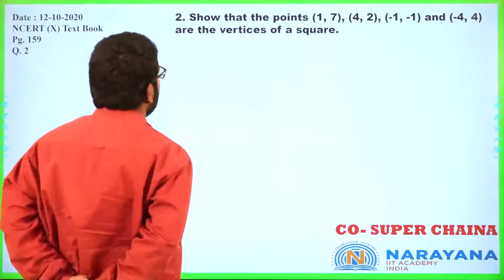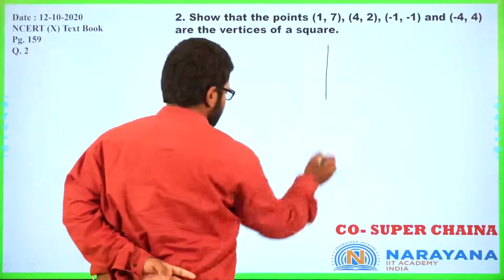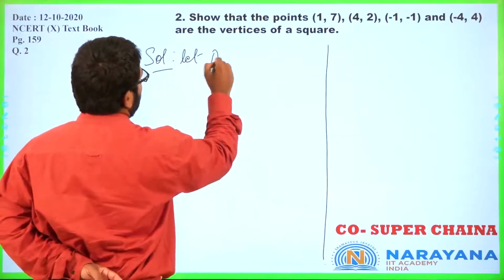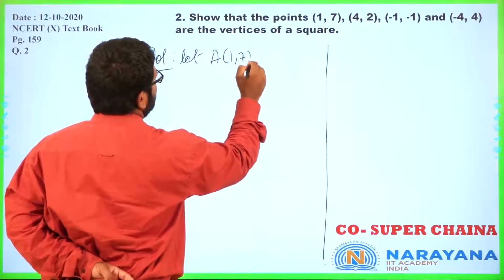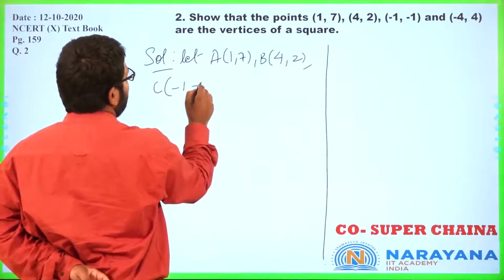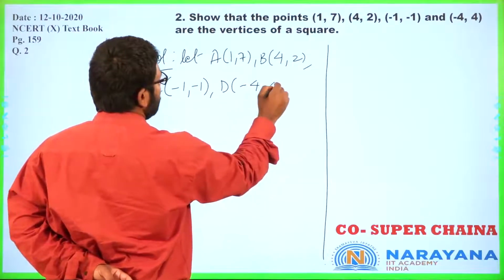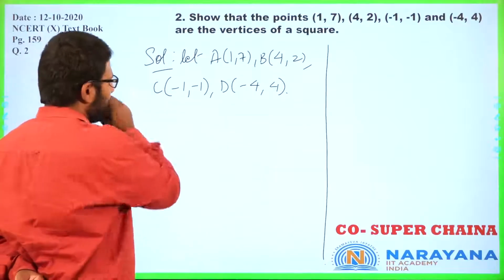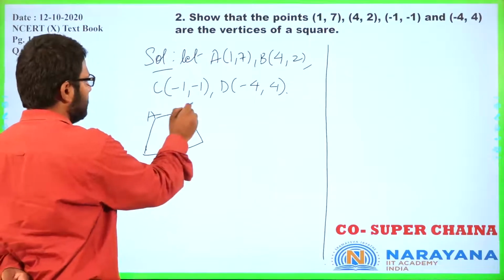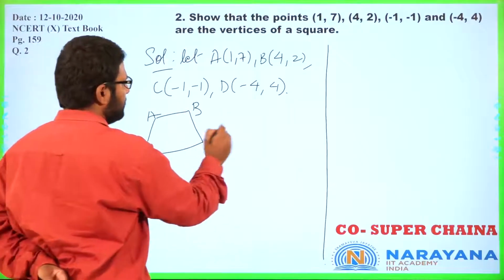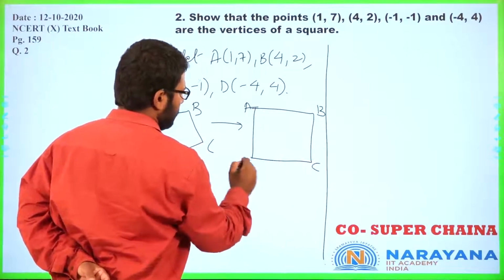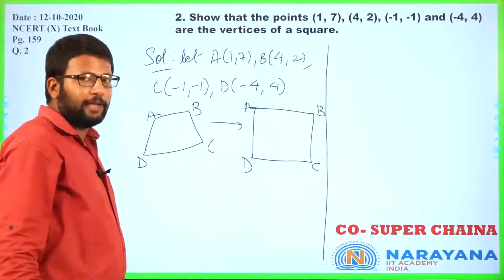Show that these 4 given points are the vertices of a square. Okay. So let A (1, 7), B (4, 2), C (-1, -1), D (-4, 4). Okay. So let us say they just make a quadrilateral, some random quadrilateral. But we want this to go into a square. As in, we want to verify that it is not this, it is in fact this. How do you do that?